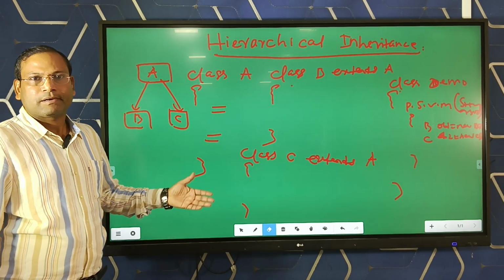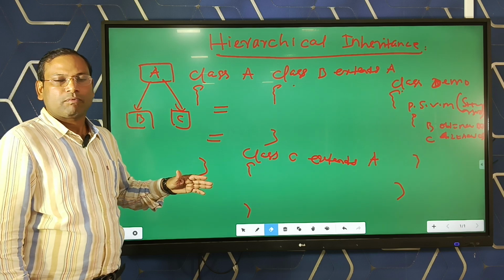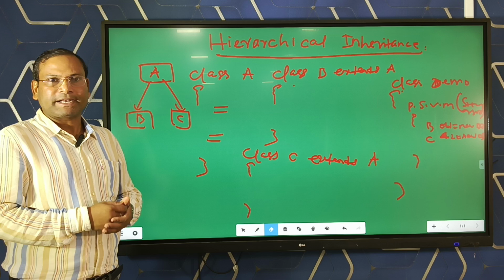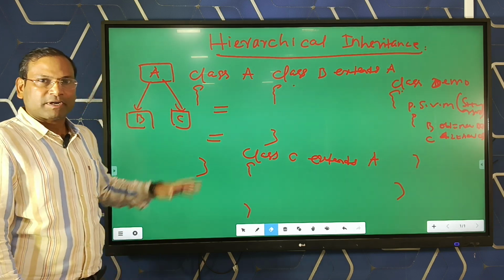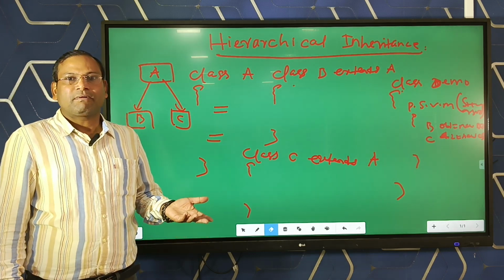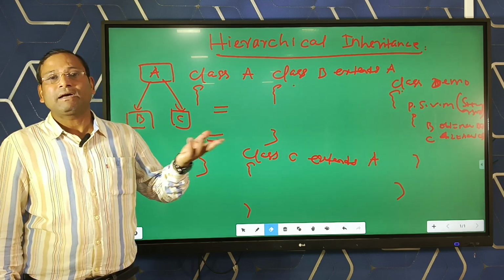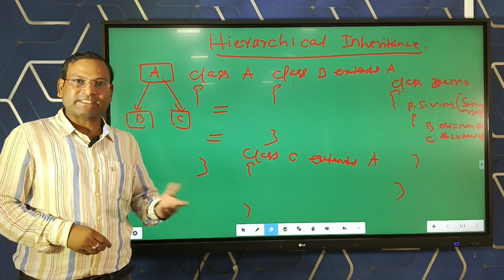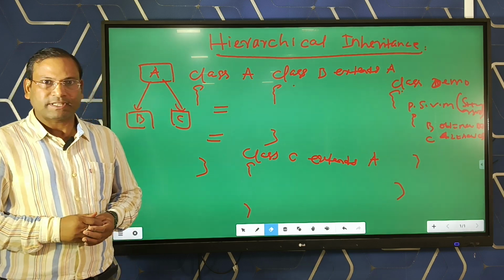These are the examples of single inheritance, multi-level inheritance and hierarchical inheritance. After this session, I will discuss hybrid inheritance and multiple inheritance. Today this much. The next session I will explain the other different types of inheritance. Thank you very much.